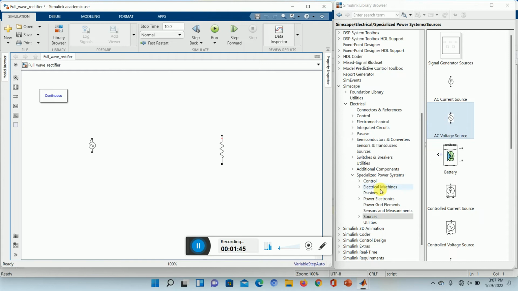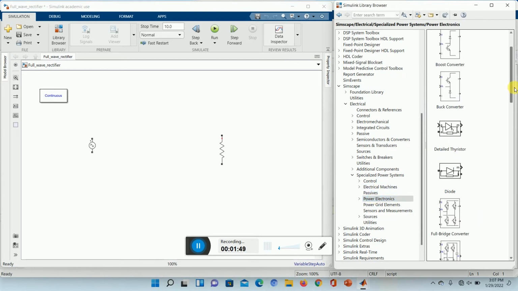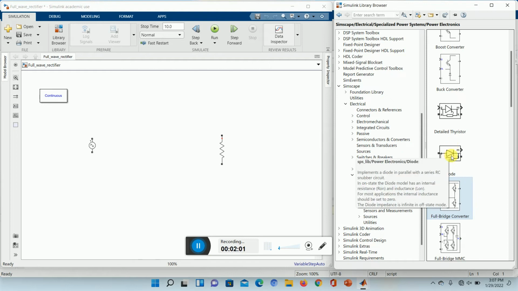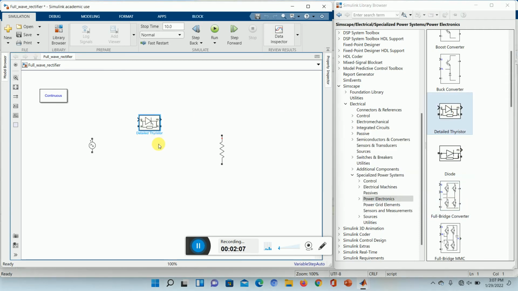Then we need a power electronic device. There is an option to take full bridge converter, or I can have 4 diodes. Let me take 4 thyristors so that I can control the output voltage as well. Control R to rotate, and give it a name T1.